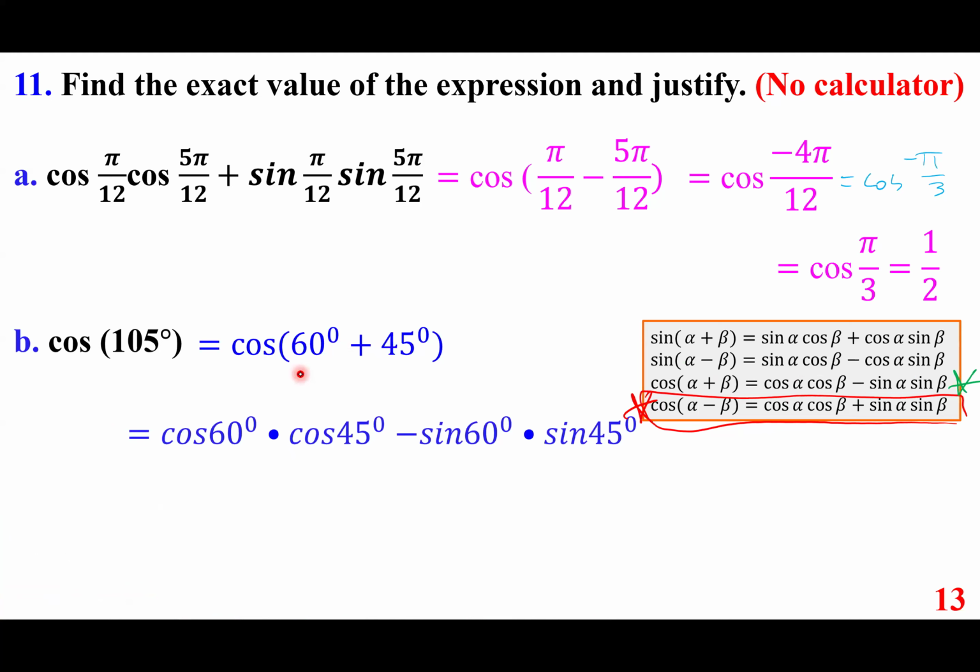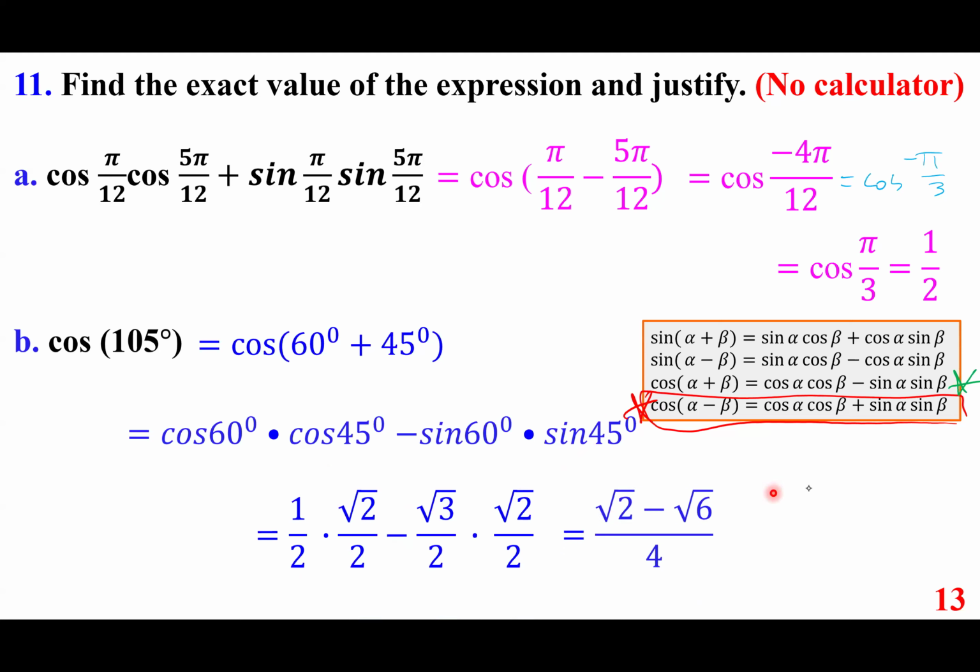And each one, we know the value. Cosine of 60 is 1/2. Cosine of 45 is square root of 2 over 2, minus sine of 60 is square root of 3 over 2. Sine of 45 is the same as cosine of 45, square root of 2 over 2. And both of them have the denominator 2 times 2, over 4. This is square root of 2. This is square root of 6 with the negative in between. So the final answer is square root of 2 minus square root of 6 over 4.